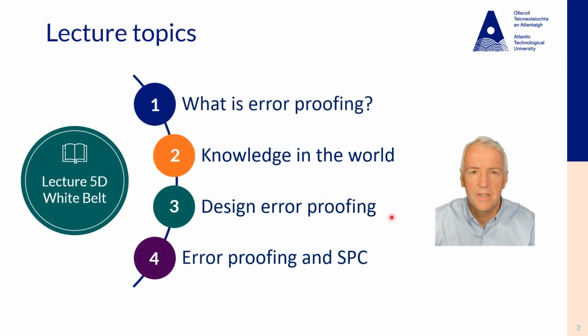So the topics for the lecture are as follows. We have what is error-proofing. Let's talk about the definition of error-proofing. Then we're going to look at this concept introduced by an author, Donald Norman, called knowledge in the world versus knowledge in the head. We look at some product and process design, error-proofing, and then we'll finish up with error-proofing and statistical process control and why they work well together.